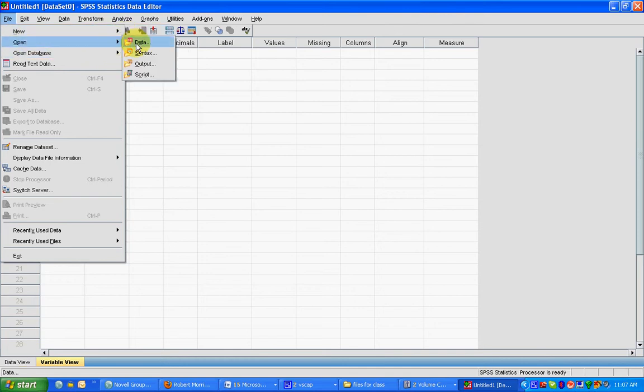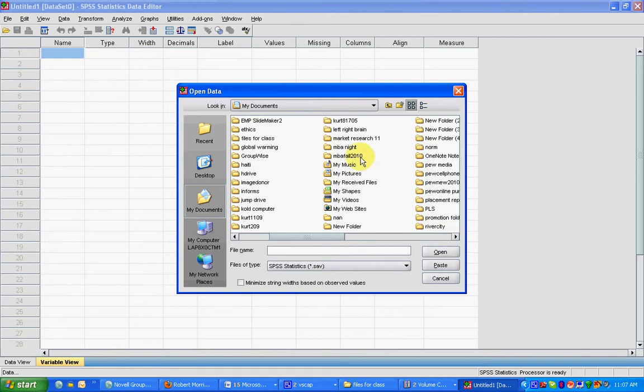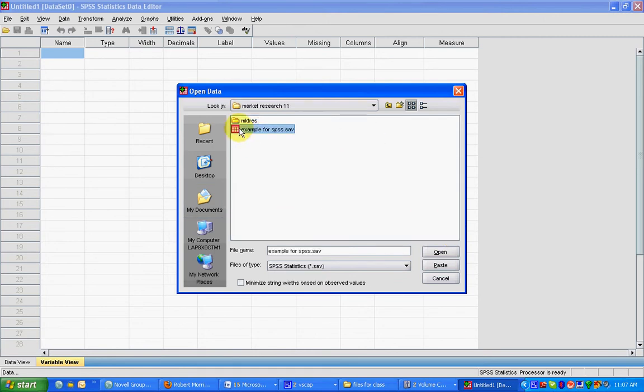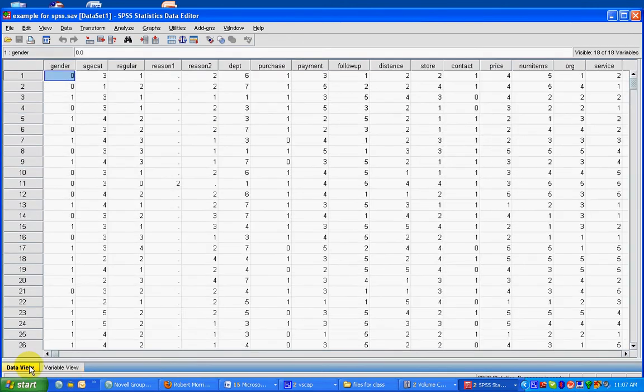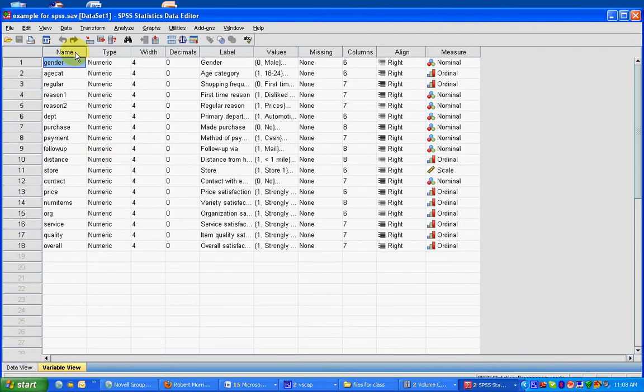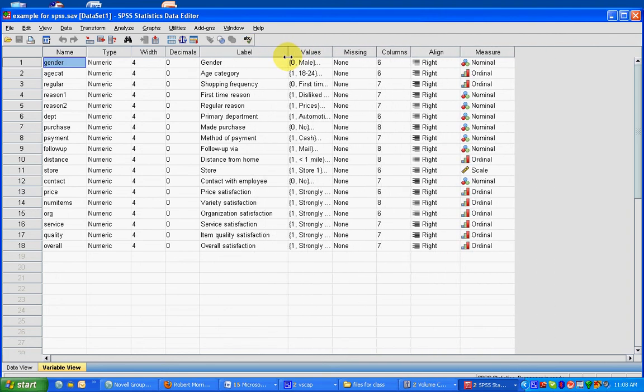I come across and I hit Data, and I have the data saved in the market research class. This is the example for teaching SPSS. It gets the file. Now note, when it opens, it comes in the variable view, and there's also a data view. The data view is very much like an Excel file. Names across the top, cases going down the side. The variable view provides you with the names, those are the names that were across the top, but also labels that explain the variables more.